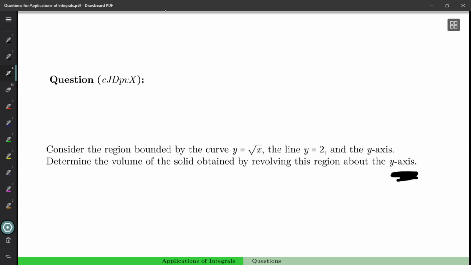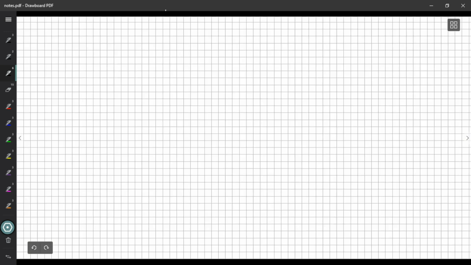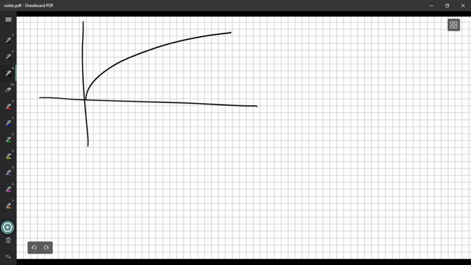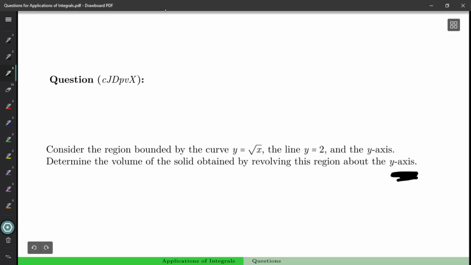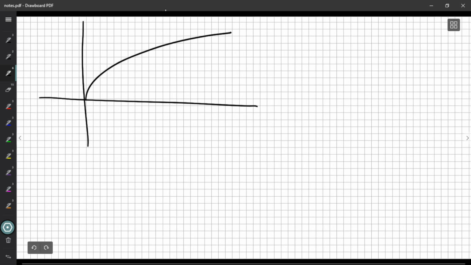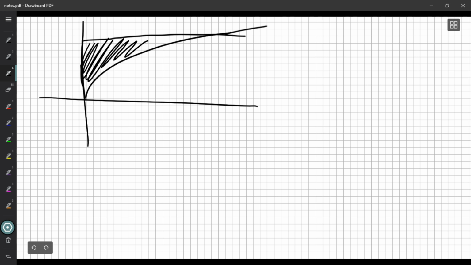So y equals root x looks a little something like this. Sort of half a parabola on its side. What else did we have? Y equals 2, I believe. Yeah, y equals 2. So we'll say that hits here. This one keeps going. And then the y-axis. So we want this area in here.